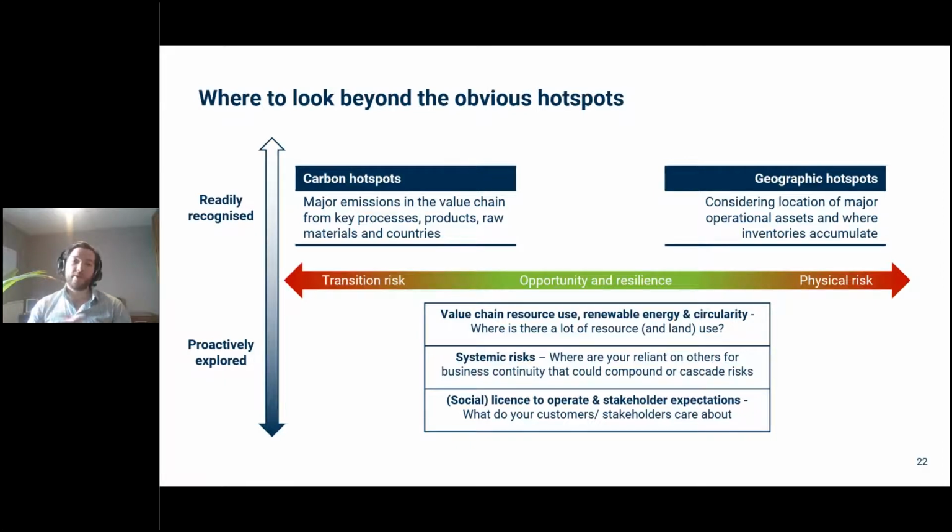But this also allows you to bring together a number of different topics across the way in which you're already thinking about some of these areas, including water use, land use, forestry, and some of those other critical inputs to the raw materials that you're reliant upon.